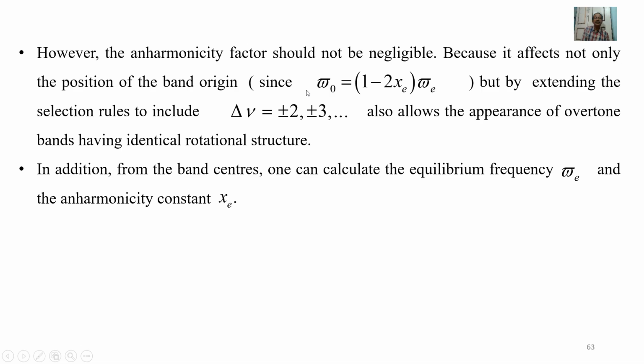since omega naught equals 1 minus 2Xe times omega e, but by extending the selection rules to include del nu equals ±2, ±3 and so on, it also allows the appearance of overtone bands having identical rotational structure. This is for overtone ±2, ±3: first overtone, second overtone and so on. In addition, from the band centers, one can calculate the equilibrium frequency omega e and the anharmonicity constant Xe.